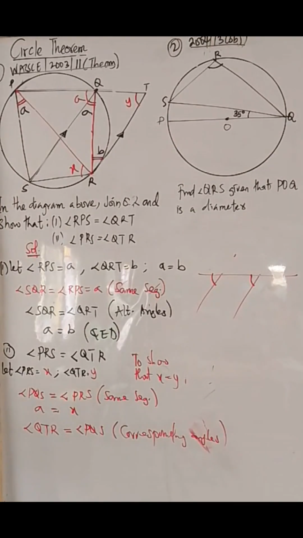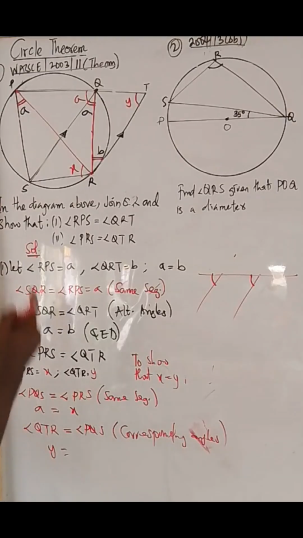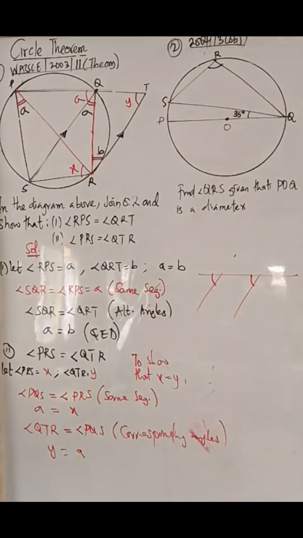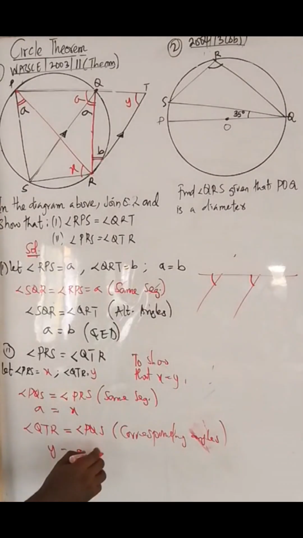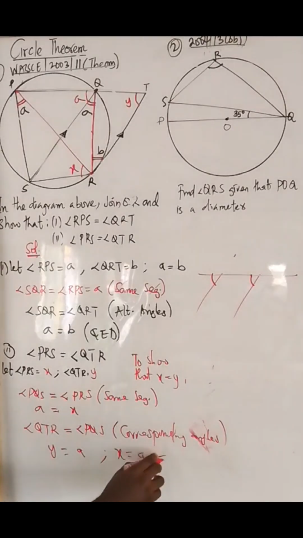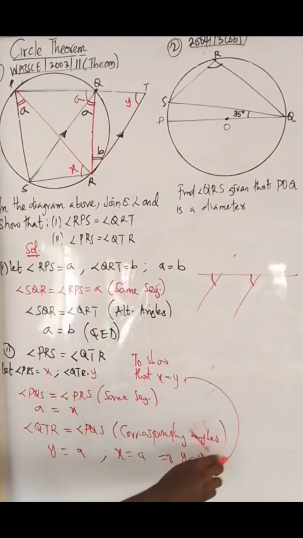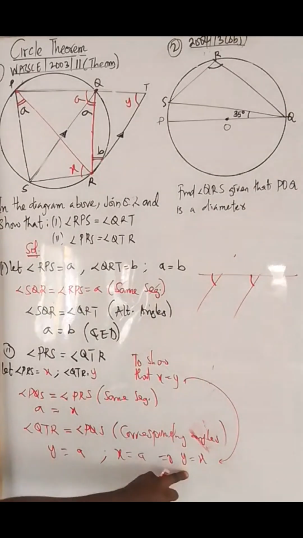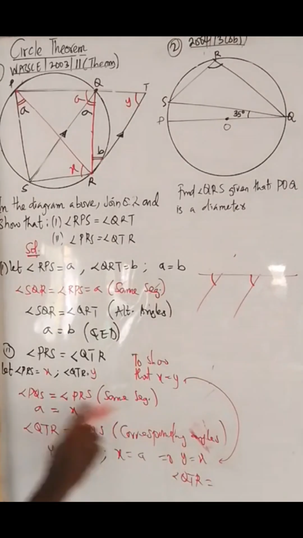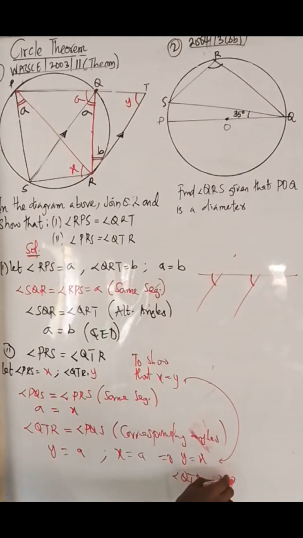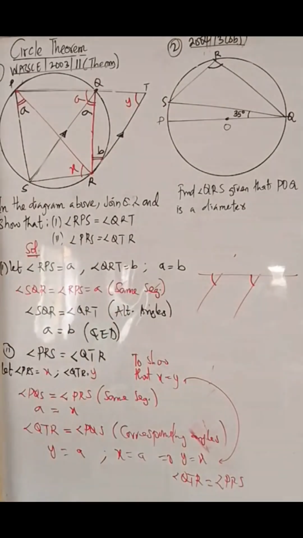What do you call QTR there? QTR is Y. What's PQS? A. Now, from here, Y is A. X is also A. If X is A and Y is A, it means Y and X are equal, which is what we are meant to show here. This Y is actually our angle QTR, and our X is actually our angle PRS, which is what we are told to show.